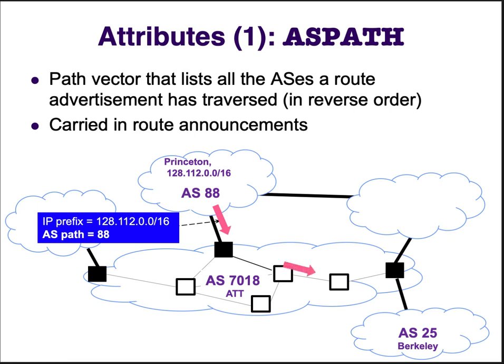That message is going to get propagated through IBGP and so on to this other router on the right, which is still in AT&T's domain. And now AT&T, let's say, is going to advertise that prefix further to Berkeley.